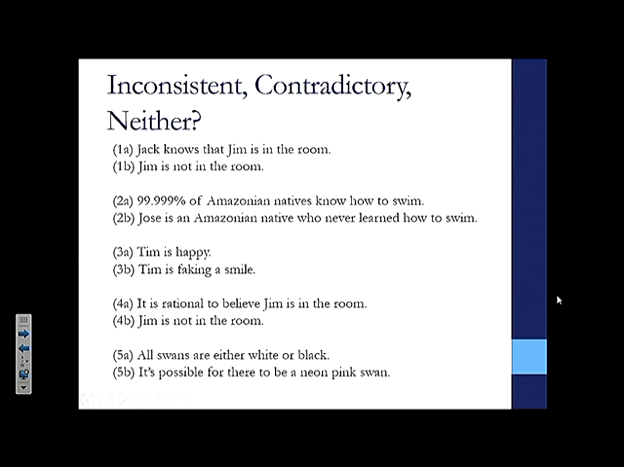What about the last one? Are these inconsistent? Or are they neither? All right, so think about what 5A says. All swans are either black or white. Now it's a claim about all swans, all actual swans. Now, can it be true that all actual swans are either black or white, and yet there's a possibly pink swan? Genetically modified pink swan? Currently, all swans are either black or white, but it's possible for them to be different. What if you spray it down with pink paint? Yeah.